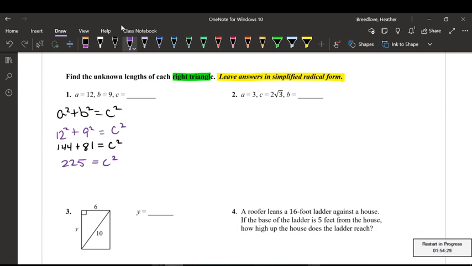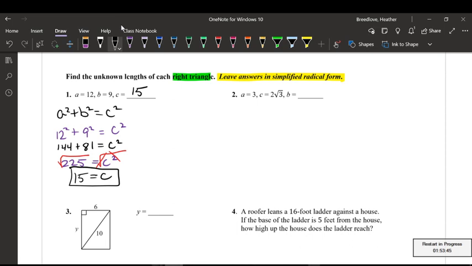But we were asked to find c. So to get c by itself, we want to take the square root. Take the square root of c squared, and you have to do the same thing to both sides. So c squared becomes just c, and the square root of 225 is 15. So c equals 15. So this is when you're given two of the values and you're told it's a right triangle, and you can find the third. You plug it into the formula like this.